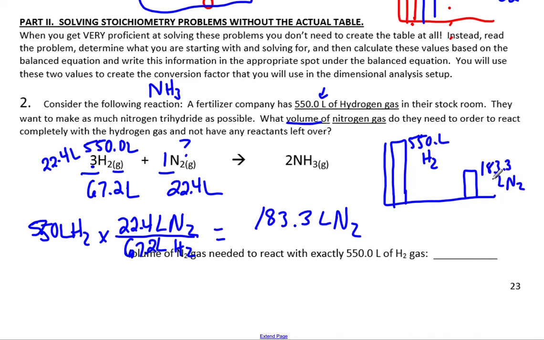So if I have these two amounts, then they'll both hit 0 at the same time. They'll both react and not have any reactants left over. If I have anything more than this, I'll have extra nitrogen. This will run out first. And if I have anything less than this, this will run out first, and I'll have excess of this, neither of which is a good situation. So I want about 183 liters of nitrogen to use.